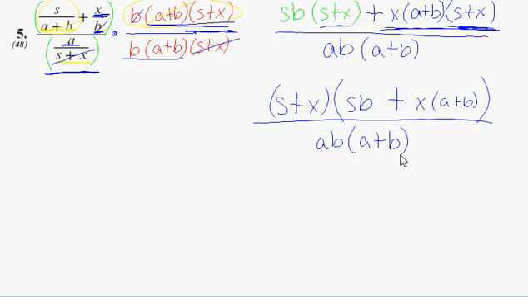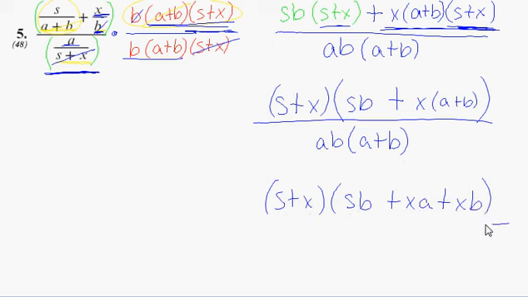Now, you see this isn't very proper here, so we need to fix this. So we're left with, I'm just going to rewrite all this, s plus x times sb plus xa plus xb all over ab, a plus b. I hope that helped. That was pretty severe, that canceling stuff at the beginning.